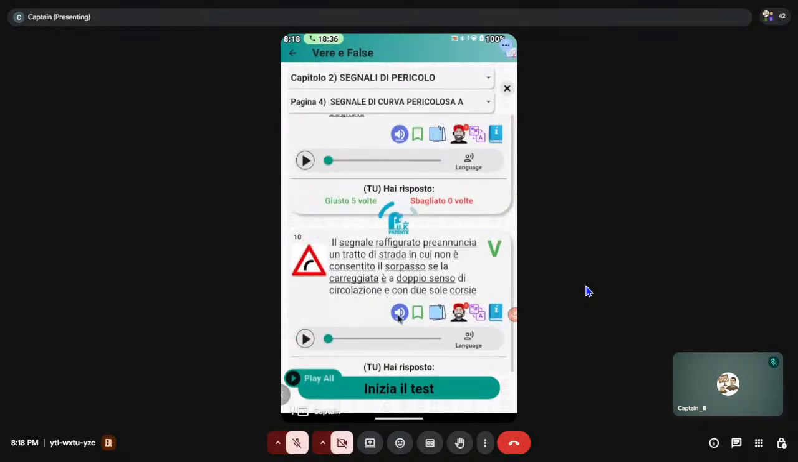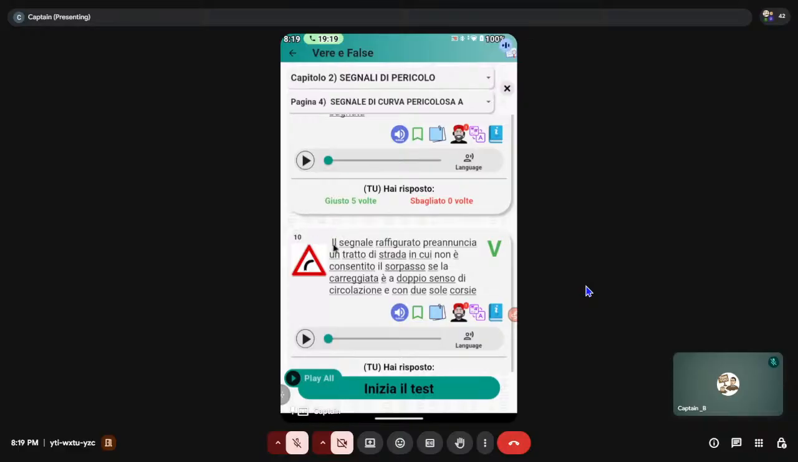Number 10. Il segnale raffigurato preannuncia un tratto di strada in cui non è consentito il sorpasso se la carreggiata è a doppio senso di circolazione e con due sole corsie. Now, what he's saying is that on this road, if it's two-way circulation, meaning one way to come, another one to go, you understand? You can't really do overtaking here if it's only two lanes. Because if you try to overtake in a curve, you won't know if another vehicle is coming from the opposite direction. So for that reason, it is forbidden, especially when it's just two lanes.